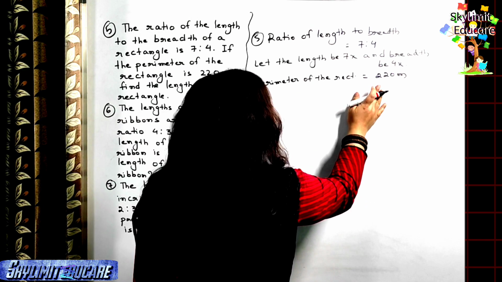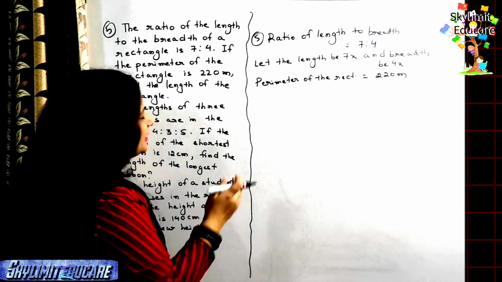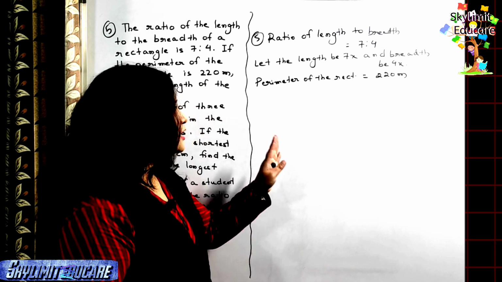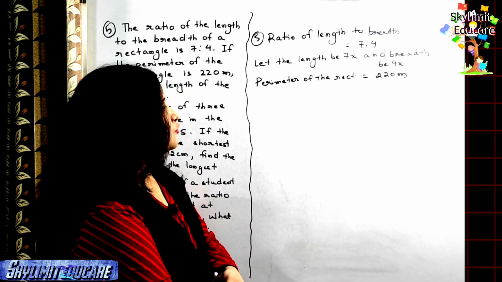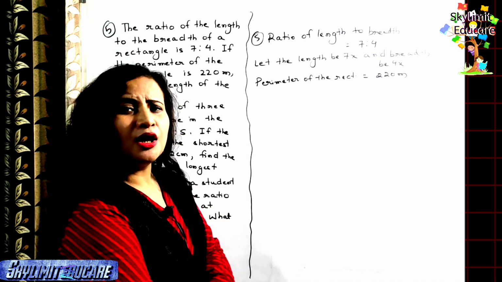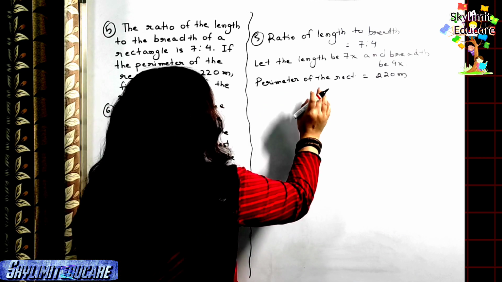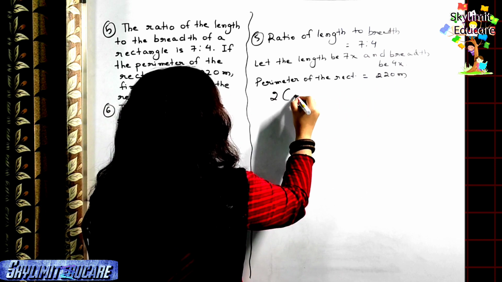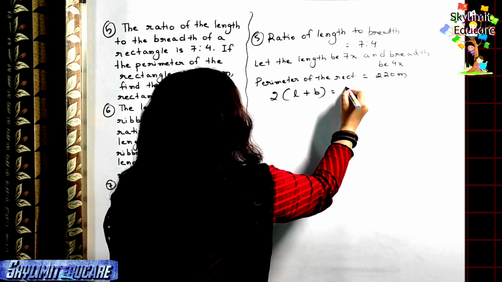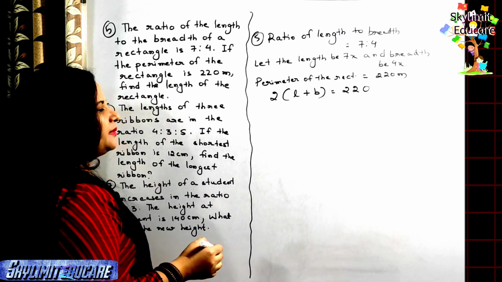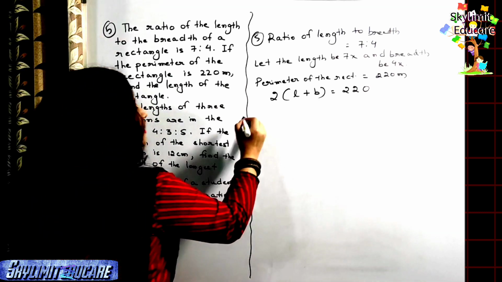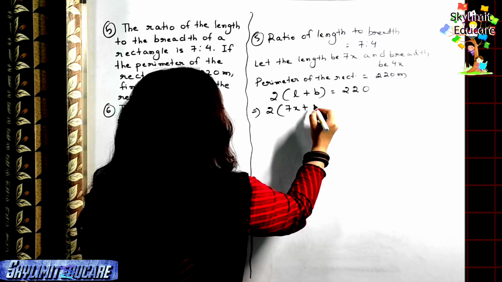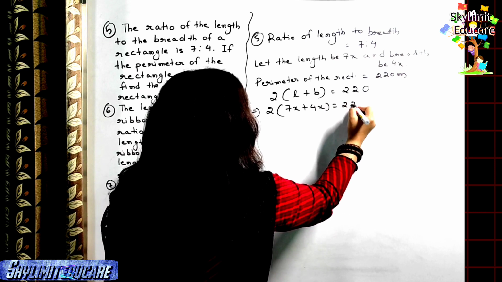So perimeter of the rectangle is given, and the ratio of the length and breadth is given. The simplest form is given. You know that ratio is in the simplest form. Okay. So now we have taken the length to be 7x and the breadth to be 4x. According to the question, perimeter is 220 meter. So what is the formula for perimeter, students? It's 2 multiplied by L plus B. So that implies 2 multiplied by, what is length? Length is 7x. And what is breadth? Breadth is 4x. That is equal to 220.